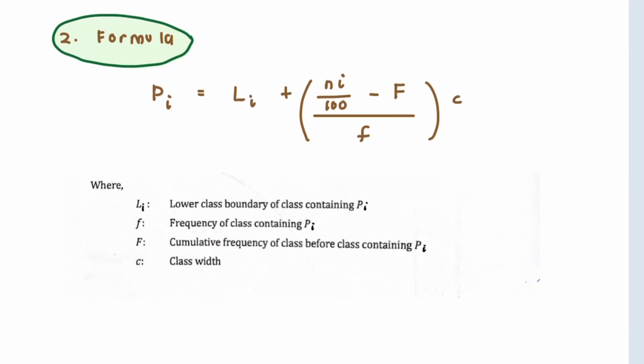The second method is by using the formula. You have Pi, where i is the value that you want to find. If the question asks you to find P20, then i here is 20. Pi is equal to Li plus (Ni over 100 minus capital F) over f, times C. What is capital F? It is the cumulative frequency before the percentile class. Small f is the frequency of the percentile class. And then C is your class width. How to apply this formula?